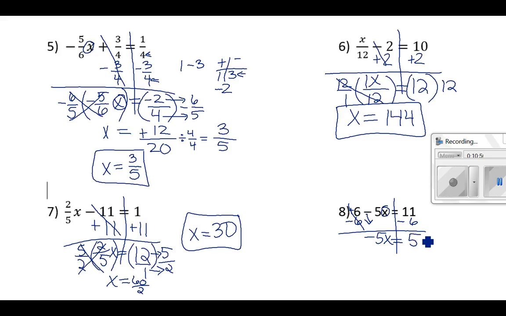And now I have to divide both sides by what is with the x. And that would be negative 5. These cancel. I'm left with x equals. I have a positive divided by a negative. Sorry. A positive divided by a negative gives me a negative. So my answer is negative, and 5 divided by 5 is negative 1.